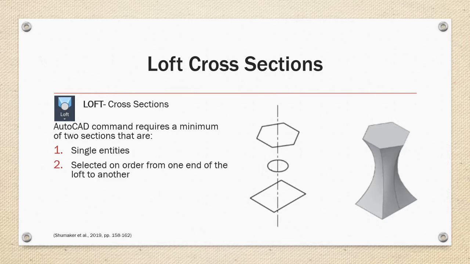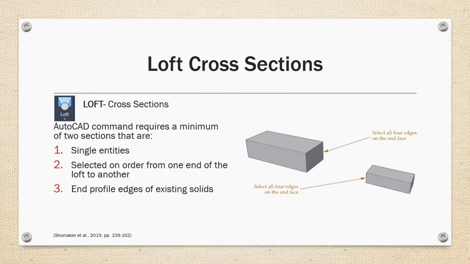Second, the loft sections must be selected in order from one end of the series or the other. If the sections are selected out of order, the loft may twist or fail completely. In the example on the right, the sequence would be either to select the hex, then the circle, and finally the rectangle, or in reverse order. The circle would never be selected first or last.